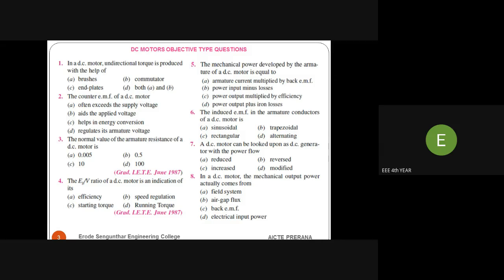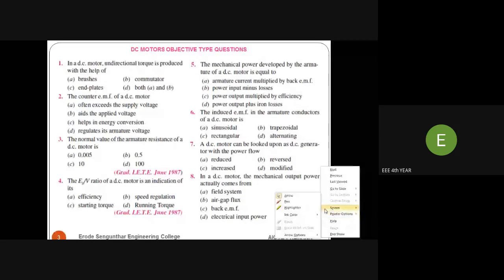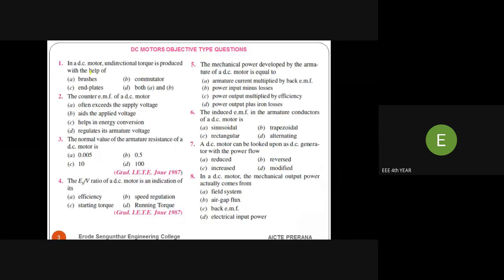The correct answer is both A and B. Because with the help of commutator and brushes, the unidirectional torque is produced in case of a DC motor. The correct answer is both A and B.